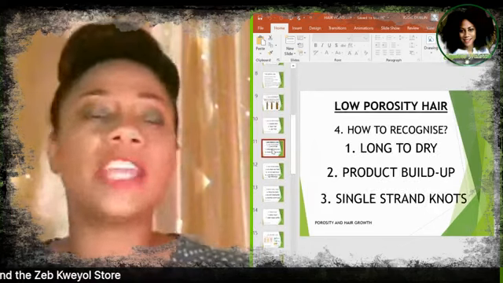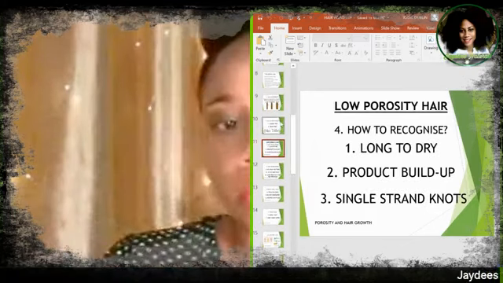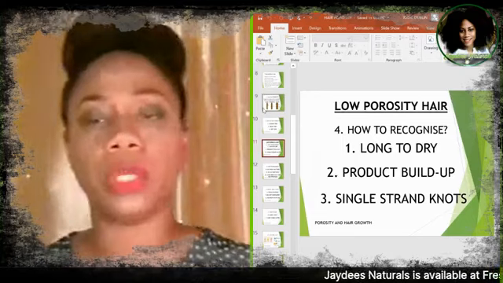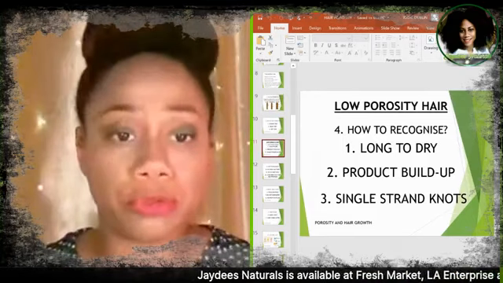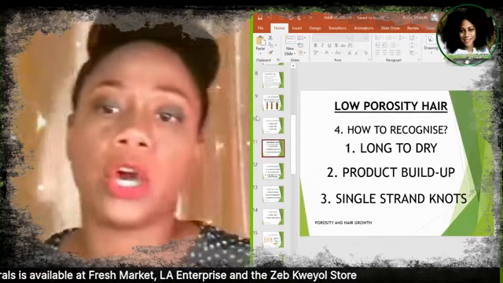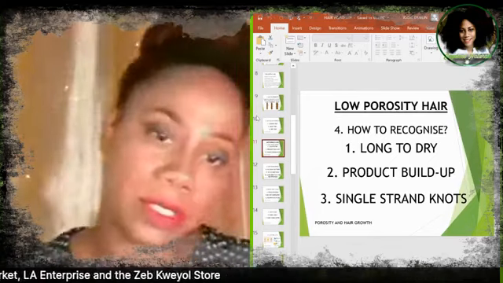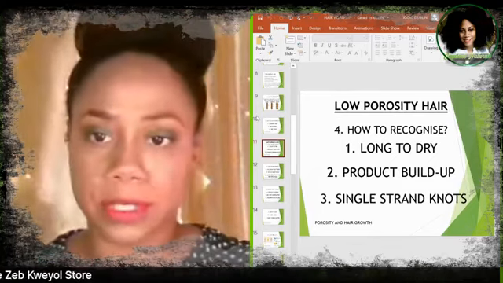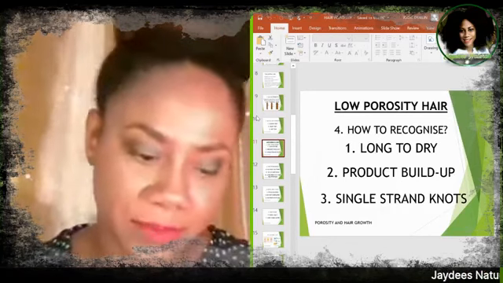Now, how can you identify? So I said those tests are not really accurate. So you need to know how you are going to recognize and identify whether or not your hair is low or high porosity. And we're going to start off with low porosity. How do we recognize it?